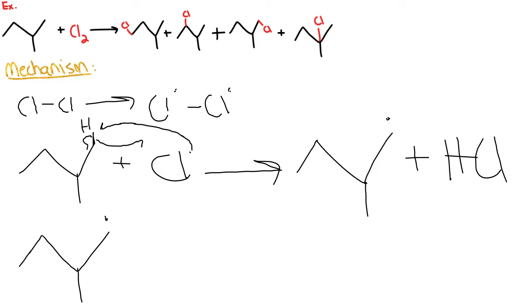So now we have our alkyl radical. It's going to attack another molecule of our chlorine. So we're going to attack this, and then this bond is going to break. One electron is going to go to that chlorine, and the other one is going to go here to make that carbon-chlorine bond.